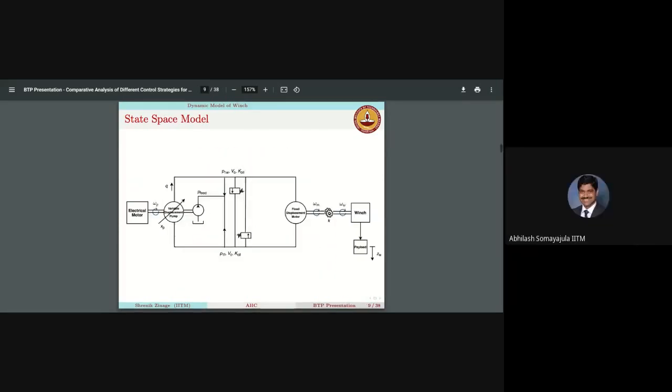Any other questions before he moves on? Yeah, can you explain how it goes from the variable pump to the fixed pump and what is happening in between?